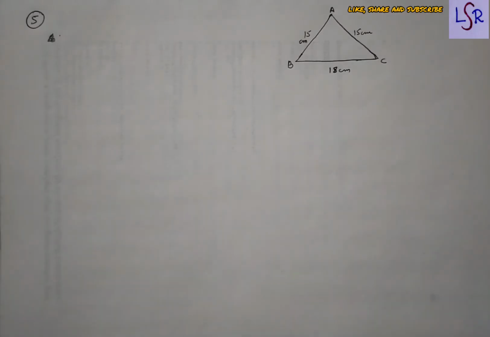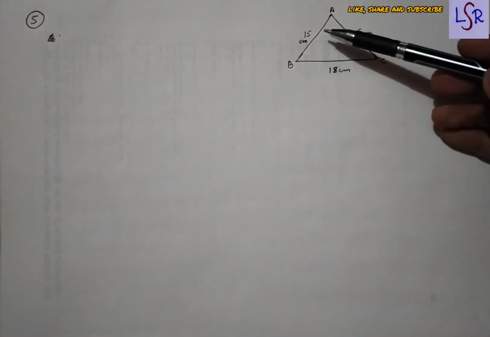Now in question number 5, we have been given a triangle ABC in which AB equals AC equals 15 centimeter and BD is 18 centimeter. Now we have to find the value of cos angle ABC. For that we have to take a perpendicular from here. Now here we have got a perpendicular AD from A to BC.